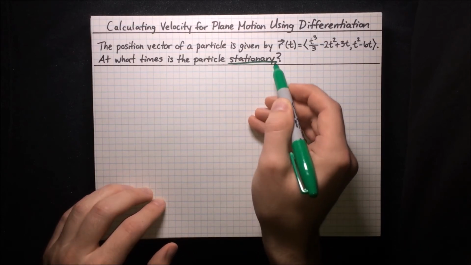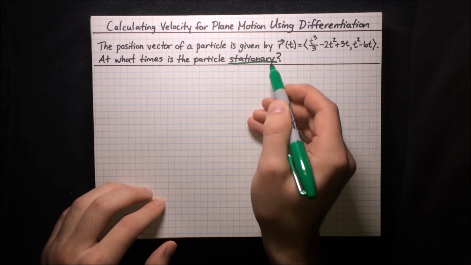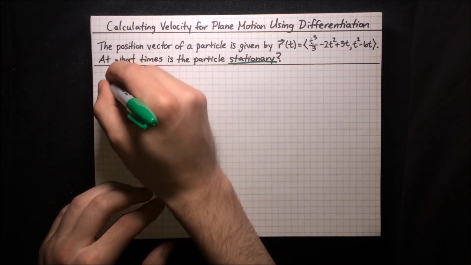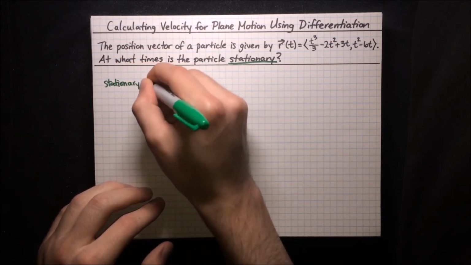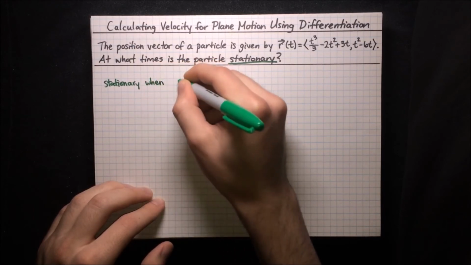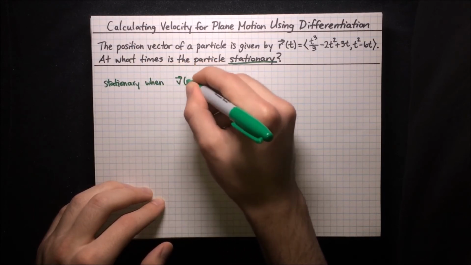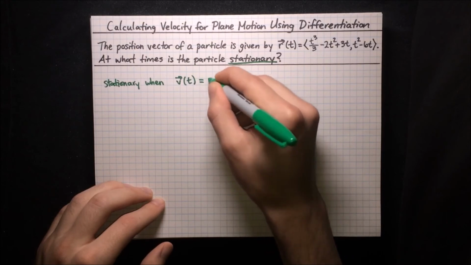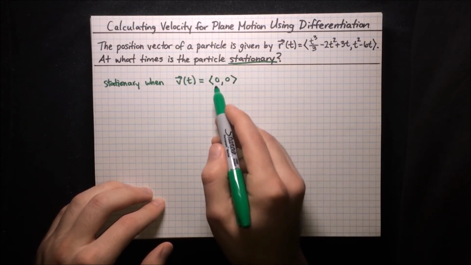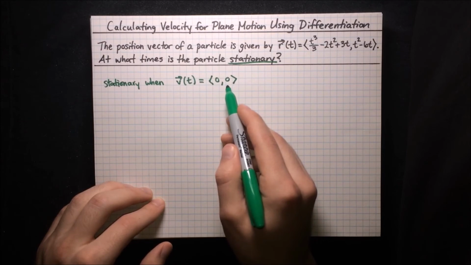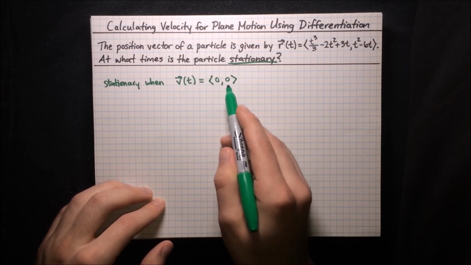Well, that means the particle isn't moving at all, which means there has to be no velocity in the x direction and no velocity in the y direction. So let's write that down. Stationary when the velocity vector is equal to <0, 0>. Zero velocity in the x direction and zero velocity in the y direction. Both components of the velocity have to be 0 in order for the particle to be stationary.